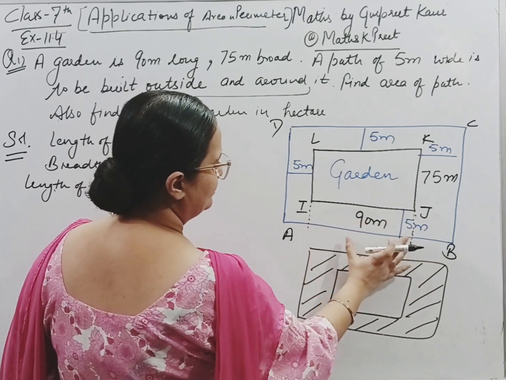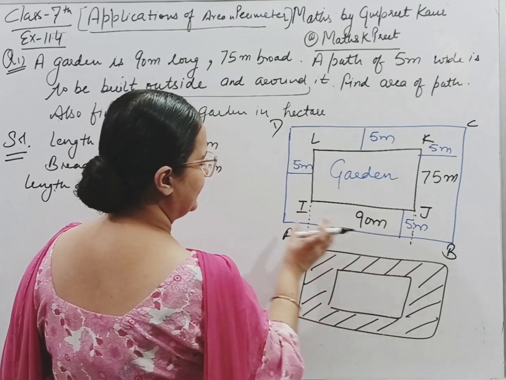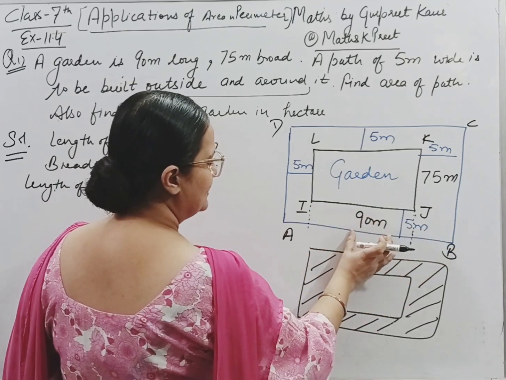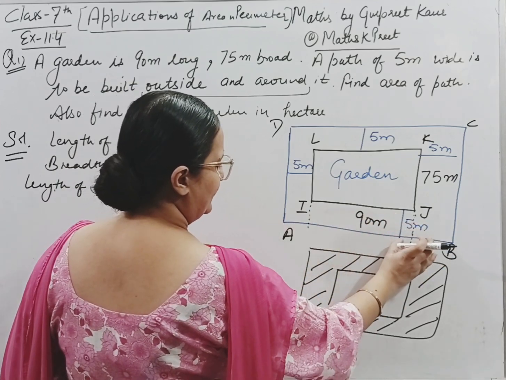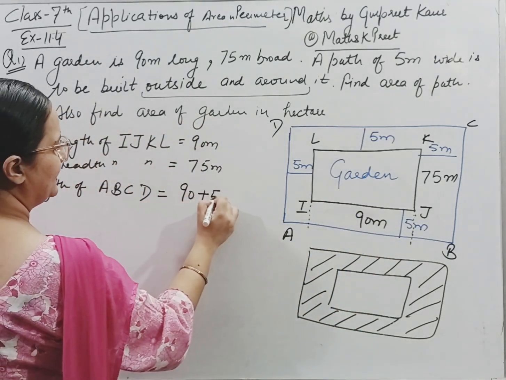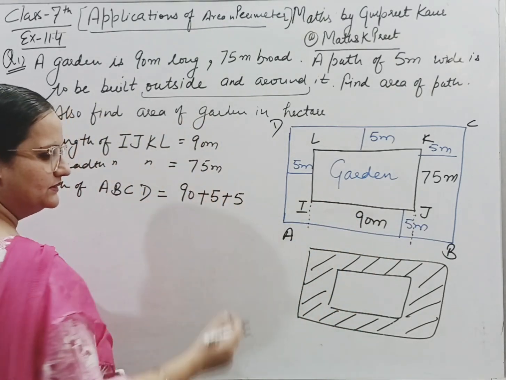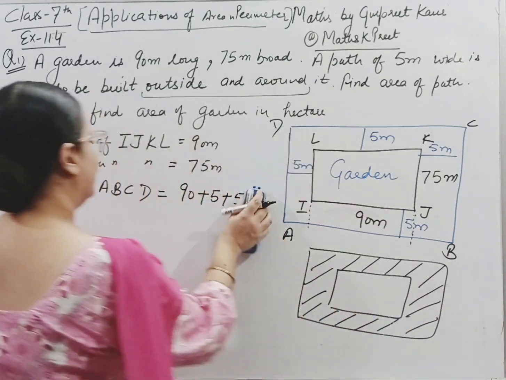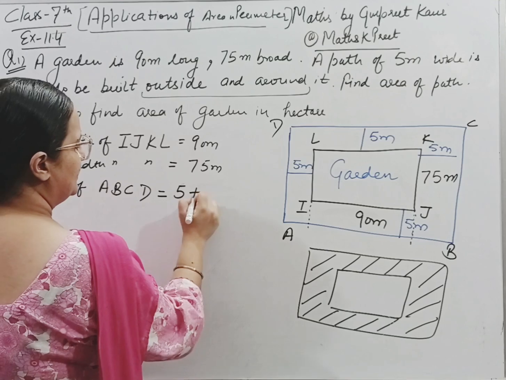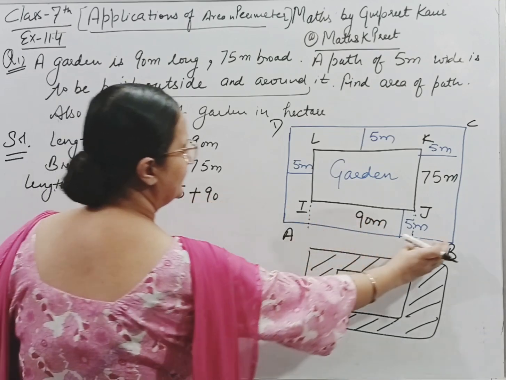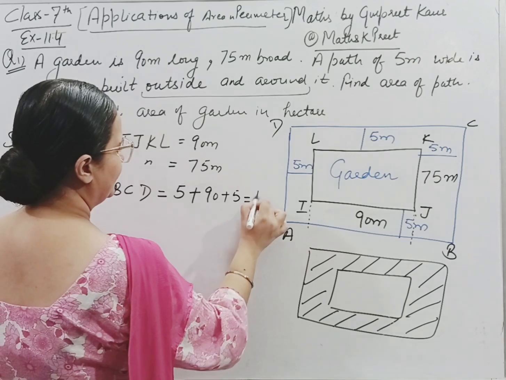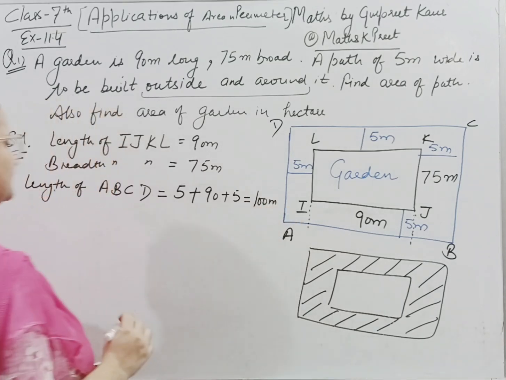Here, from here to here, this is IJ. IJ is 90. 5 is this and 5 is this. That means we are just adding 5 and again 5 to this 90. So I am writing 90 plus 5 plus 5. Or, to understand it better, I can write it as first 5 here, then 90, then plus 5. So this is 90 plus 10, I am getting 100 meters.